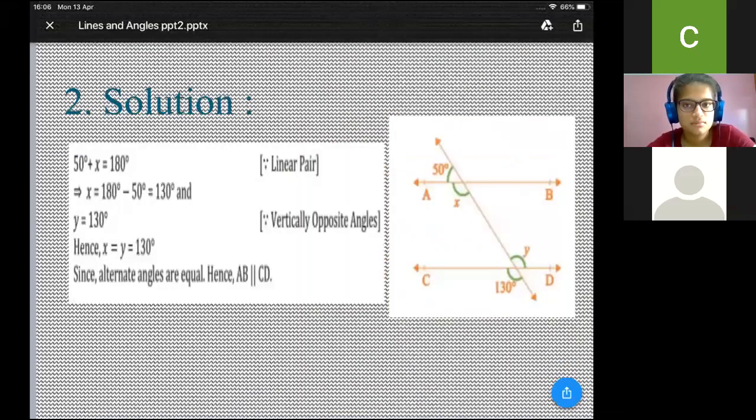Yes, you can see the solution. 50 plus x equals 180 degrees, which is linear pair. X is 180 minus 50, which is 130. Similarly, y equals 130 degrees, vertically opposite angles. Therefore, since x and y are equal to each other, that is alternate interior angles are equal to each other, yes, the lines are said to be parallel. Let us go with the next problem, children.